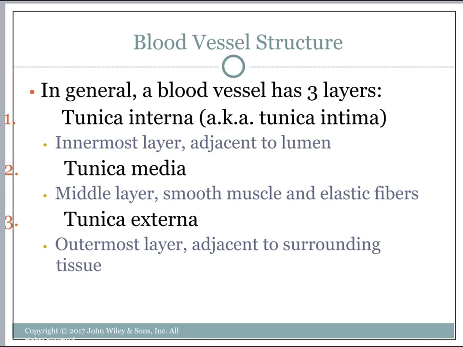The tunica media, meaning middle, is the middlemost layer. It is made up of smooth muscle and elastic fibers. Now the outermost layer is called the tunica externa, meaning external, and this layer is adjacent to our surrounding tissues.